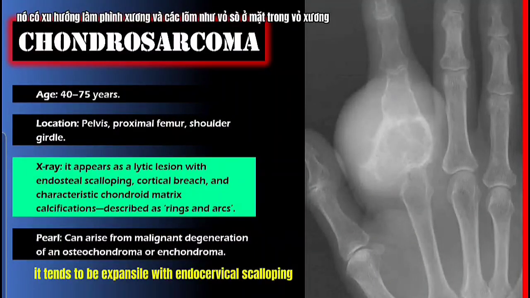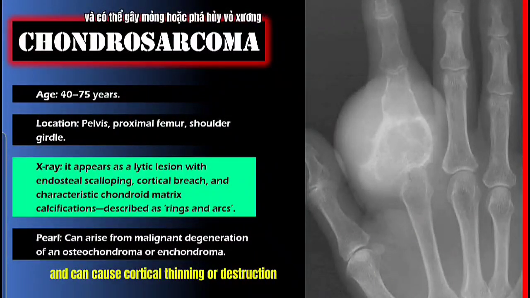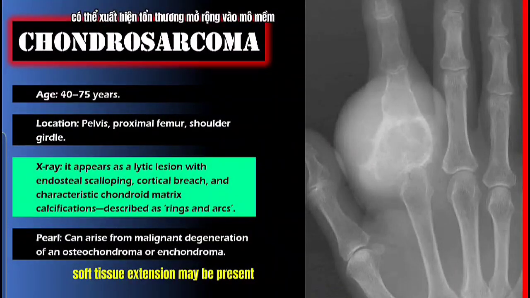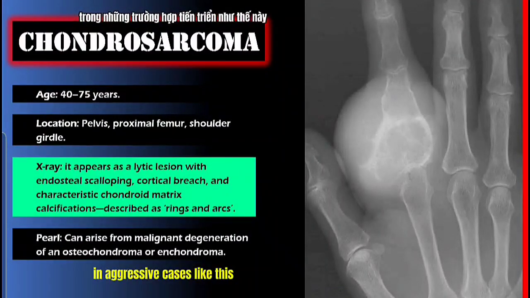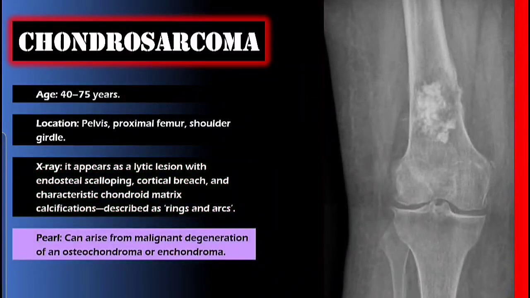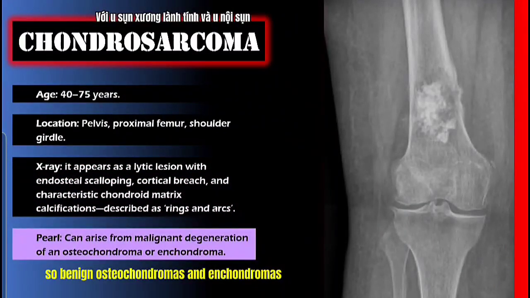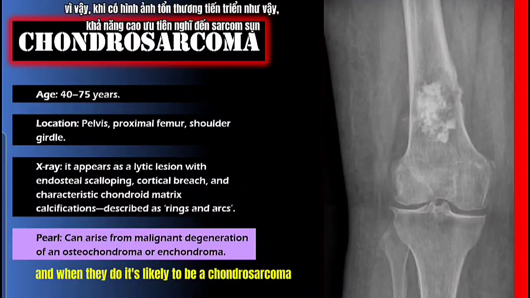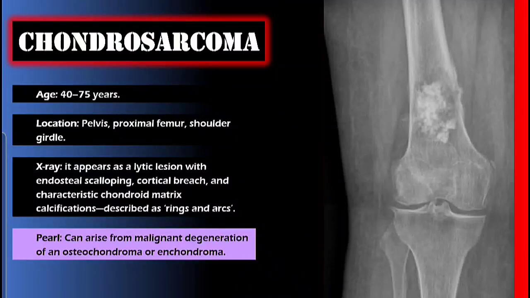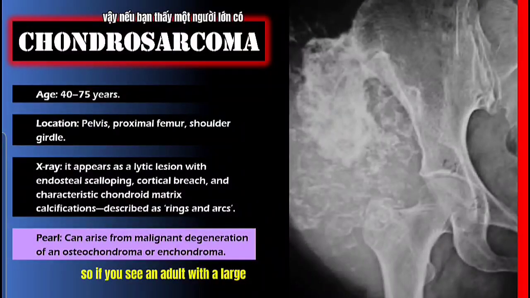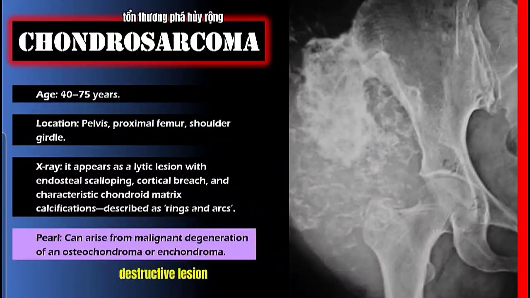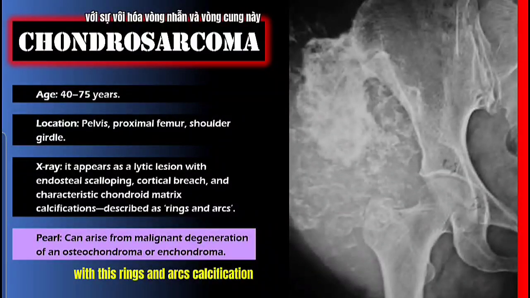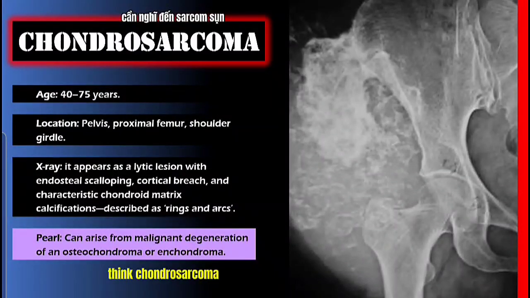It tends to be expansile with endosseal scalloping and can cause cortical thinning or destruction. Soft tissue extension may be present in aggressive cases like this. So benign osteochondromas and enchondromas, which are very common, can malignantly degenerate very rarely. And when they do, it's likely to be a chondrosarcoma. So if you see an adult with a large destructive lesion with this rings and arcs calcification, think chondrosarcoma.